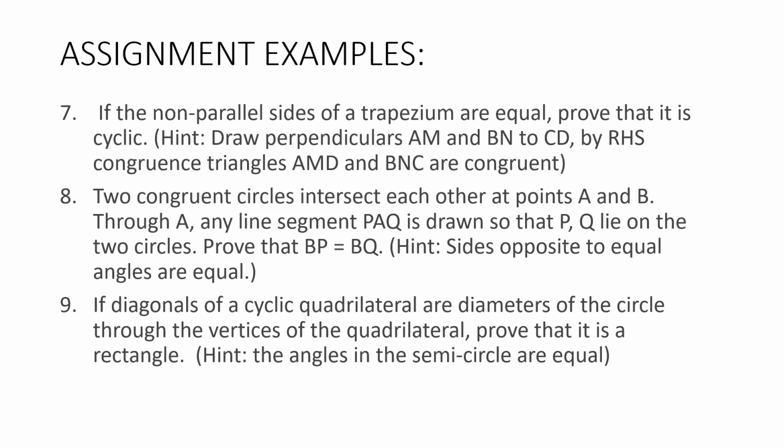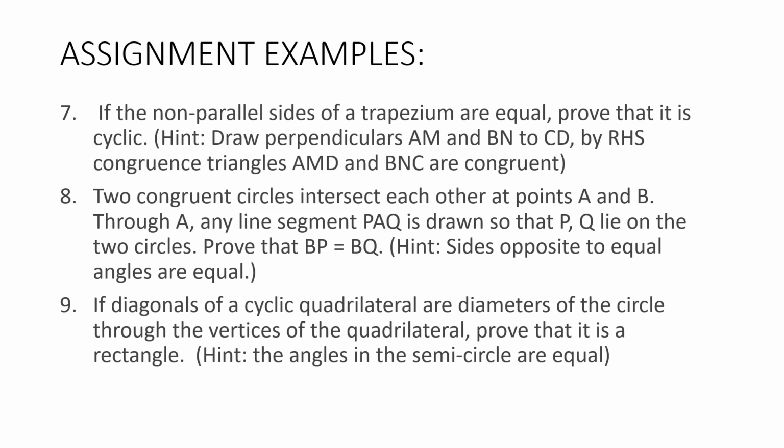Two congruent circles intersect each other at points A and B. Through A, any line segment PAQ is drawn so that P and Q lie on the two circles. Prove that BP is equal to BQ. Please draw the diagram. The hint is sides opposite to equal angles are equal. So accordingly you will be getting the proof.